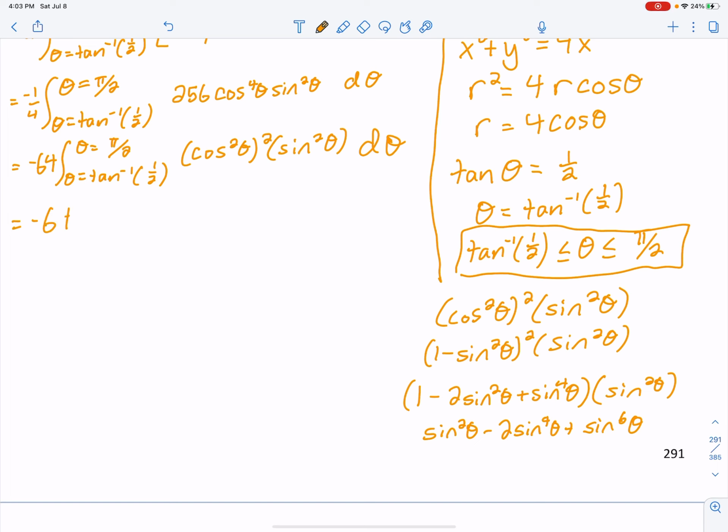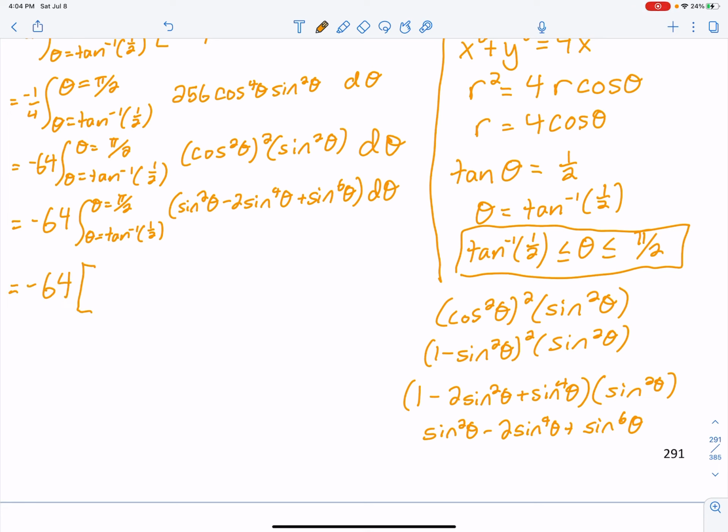I'm going to rewrite now, replacing that inside with this. All right, rewrite my bounds. All right, and I know the inside is sine squared theta minus 2 sine to the 4th theta plus sine to the 6th theta d theta. Okay, now we can use the reduction. I'm just going to leave the negative 64 out completely and then just do each one separately.